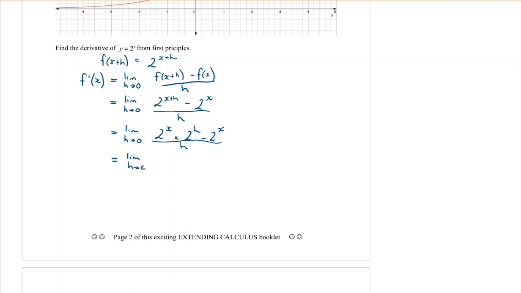Limit as h approaches 0, factorize the 2 to the power of x out of the top, which leaves 2 to the power of h minus 1, because the 2 to the power of x has come out the front, all over h. Okay, now unfortunately that 2 to the power of h minus 1 all over h, we actually cannot manipulate that algebraically to solve it. But what we can do is take the 2 to the power of x out the front of that limit. Because it has no h in it, there's nothing that I can substitute into that 2 to the power of x there. So I'm taking it to the side and I'm going to put the rest of it at the end.